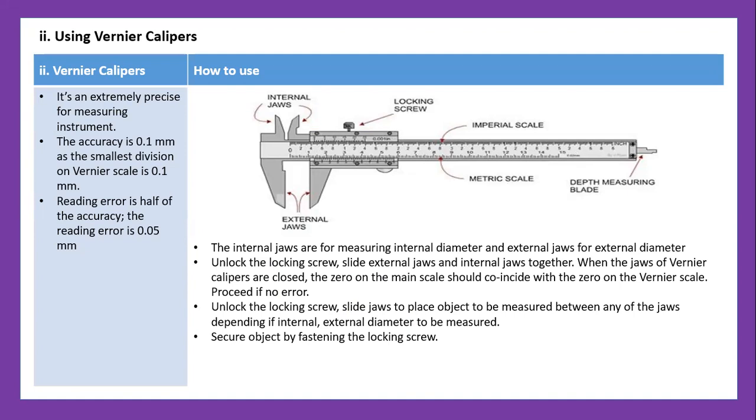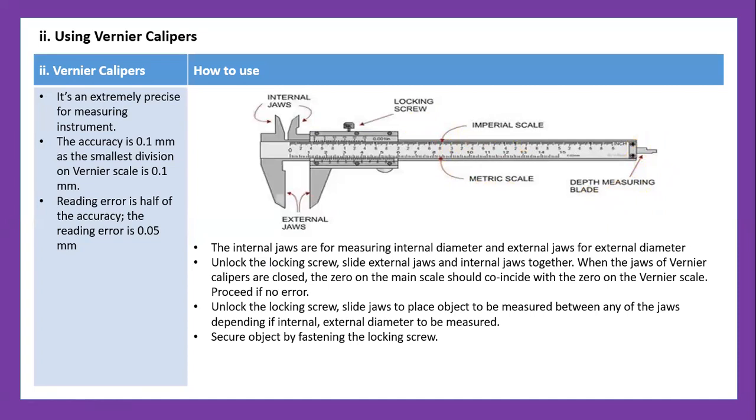Then we have another piece of equipment, the vernier calipers. If you see this instrument, you have this internal jaw, we have an external jaw, and you have a locking screw. This part is called the imperial scale, and this is the so-called metric scale. And if you see on the right-hand side, it is called the depth measuring blade.